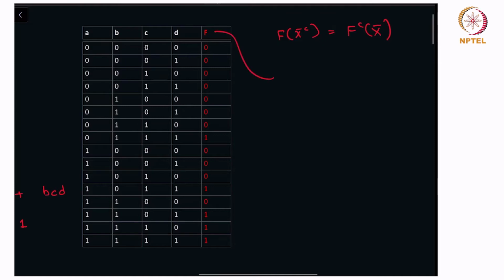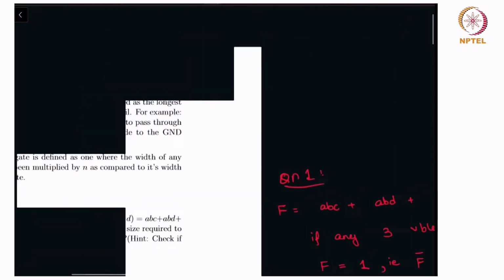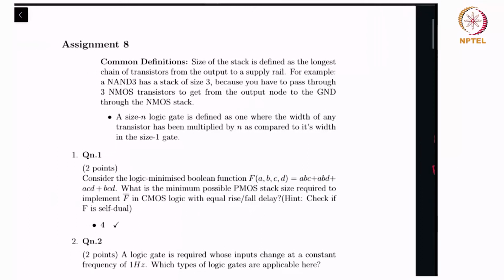And similarly, if f is not self-dual, then f bar is also not self-dual, right? You can easily see that from the property of self-duality. So the f bar is not self-dual because f is not self-dual. So you cannot implement it in the mirror stack manner.